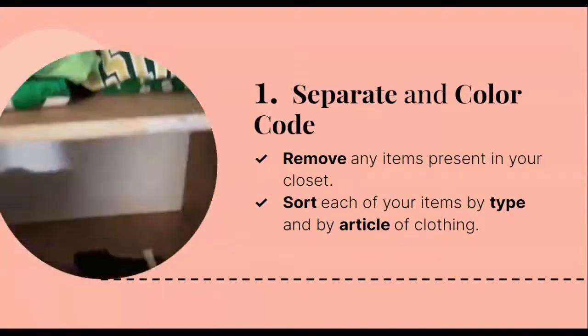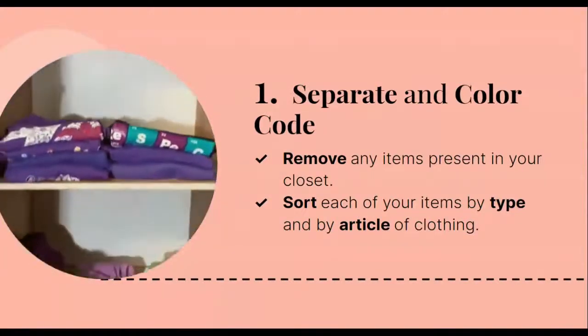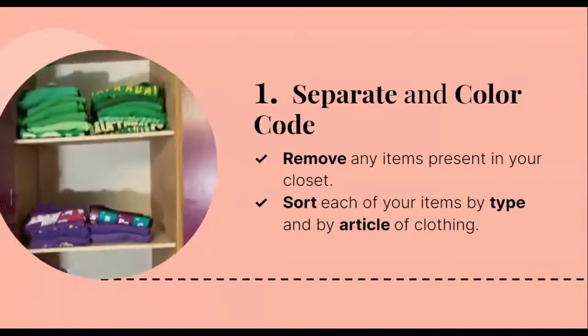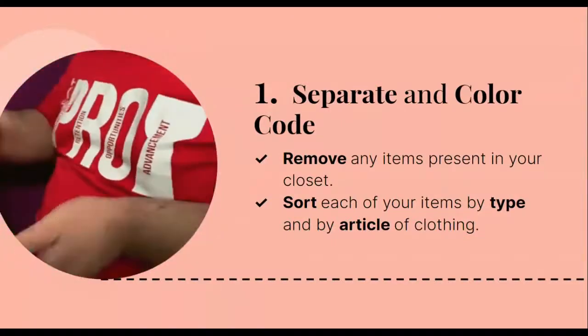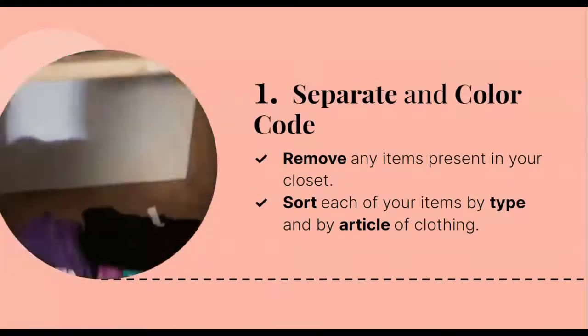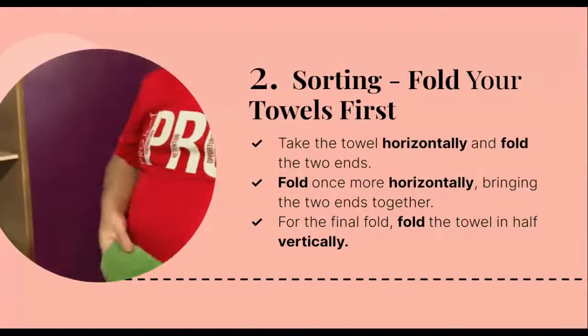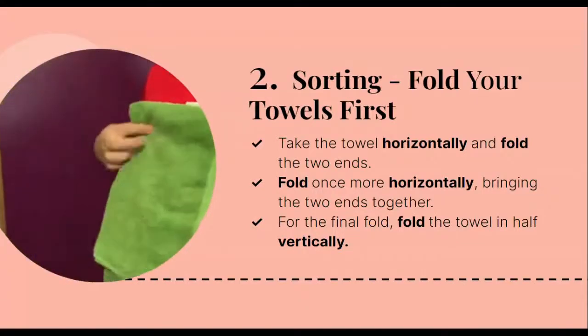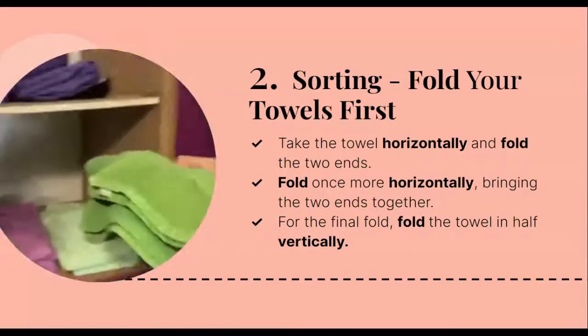Remove any items that are present in your closet, and then you would sort each of your items by type and by article of clothing. So this is more of a sorting process. As part of this sorting process, you would proceed to step 2, folding your towels first.